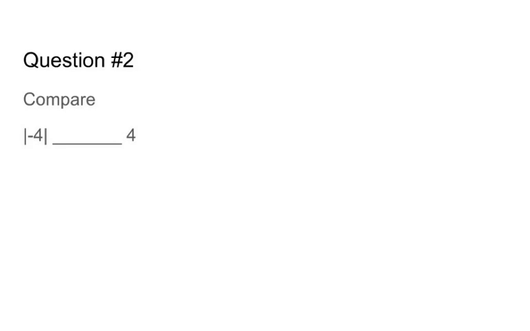Question number 2. Compare the absolute value of -4 to 4. Make your choice. Equal to, greater than, less than. Remember that the absolute value means the distance a number is from 0 on the number line. -4 is 4 units from 0 on a number line. So compare that to this 4. You should have chosen equal to.